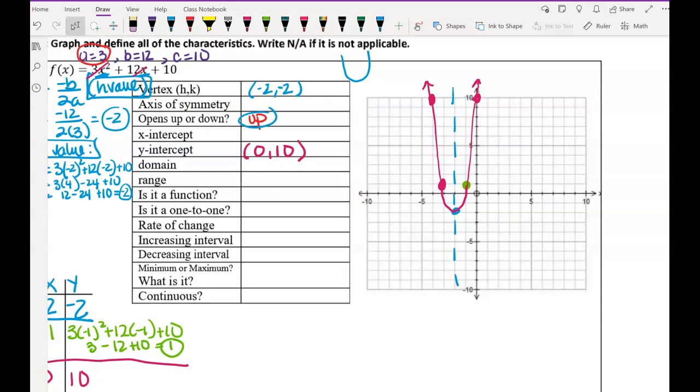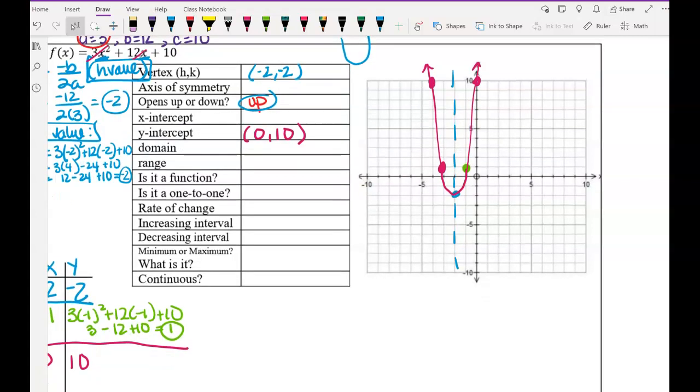So x-intercept, we would need to do some work to figure out what that is. Your domain is going to be all real numbers. Now, sometimes you can also state negative infinity to infinity if that's your preference. It opens upward, but the smallest y value is going to be negative 2. So y is bigger than or equal to negative 2, or bracket at negative 2 and then up towards infinity.